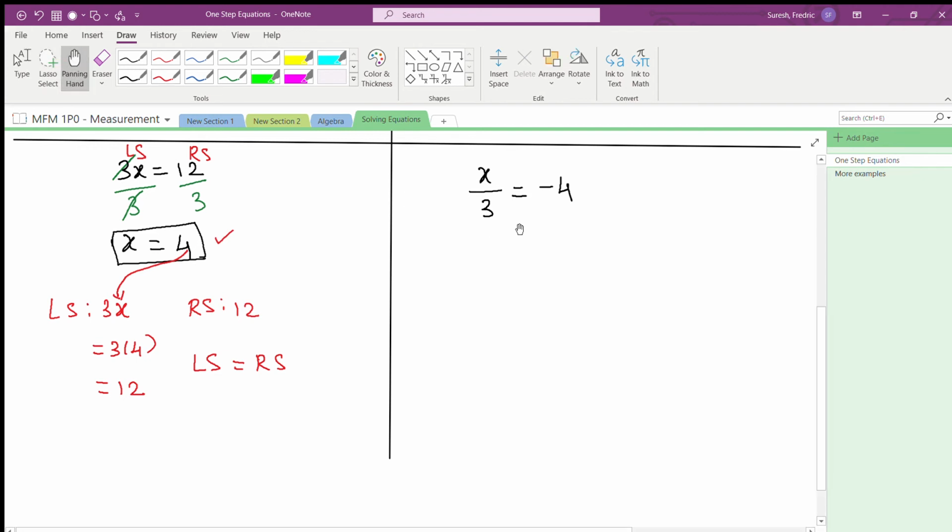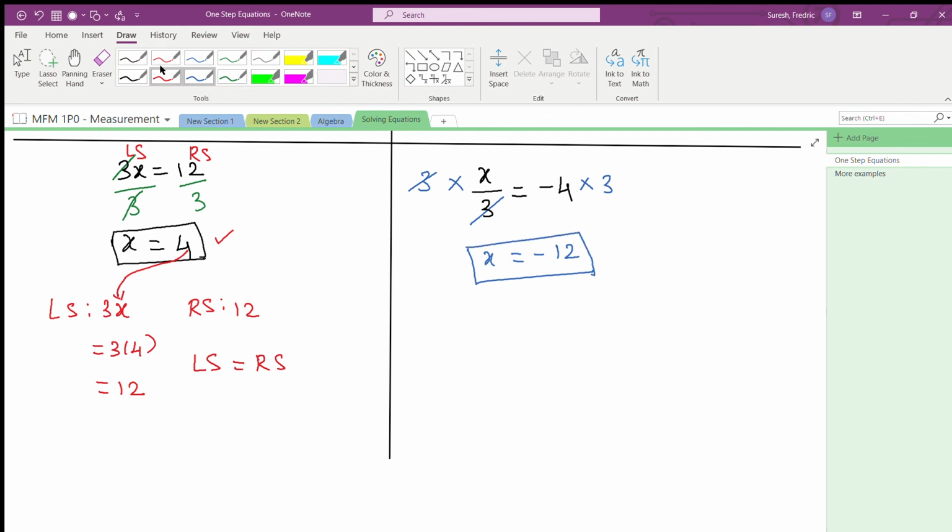Again, what happens when we have a division problem like that? x is being divided by 3. To get rid of the division, I need to do the opposite operation on both sides of my equation. So I'm going to multiply the left side by 3. Whatever I do on the left side, I have to do on the right side. The multiplication and division of the same number cancels out, and what I have is negative 12, because negative 4 times 3 is negative 12.